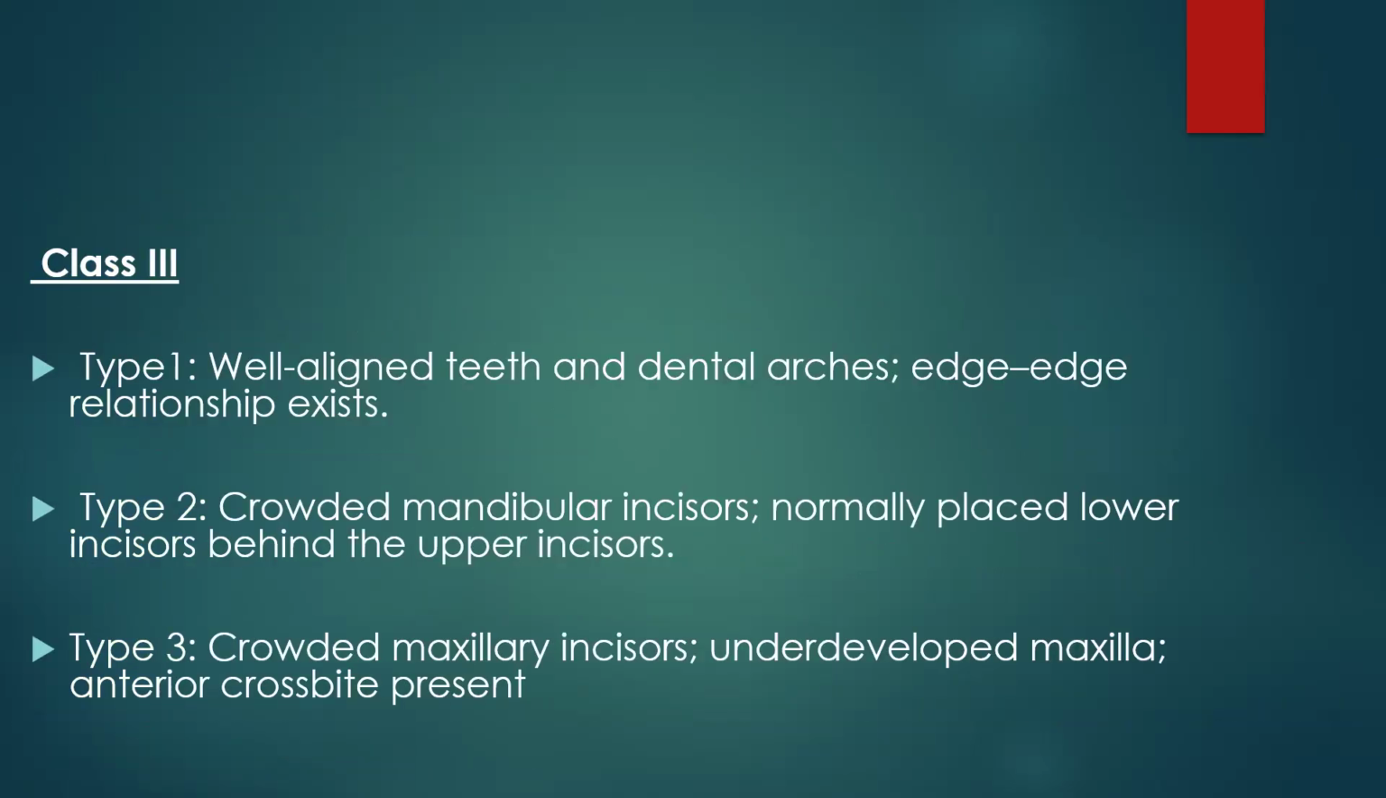Class 3, type 1: well-aligned teeth and dental arches, with an edge-to-edge relationship. Type 2: crowded mandibular incisors and normally placed lower incisors behind upper incisors. Type 3: crowded maxillary incisors and an underdeveloped maxilla resulting in anterior crossbite.